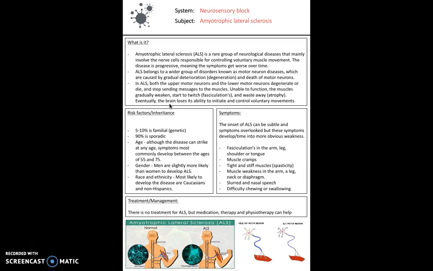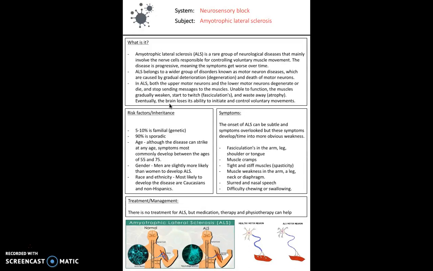So in terms of symptoms, we're thinking about fasciculations in the arm, muscle cramps, tight and stiff muscles, so spasticity, muscle weakness in the arms, legs, neck, and diaphragm, and also slurred and nasal speech. The symptoms of ALS can be subtle, however, and therefore sometimes they are overlooked until they develop and cause the patient to become obviously more weak.